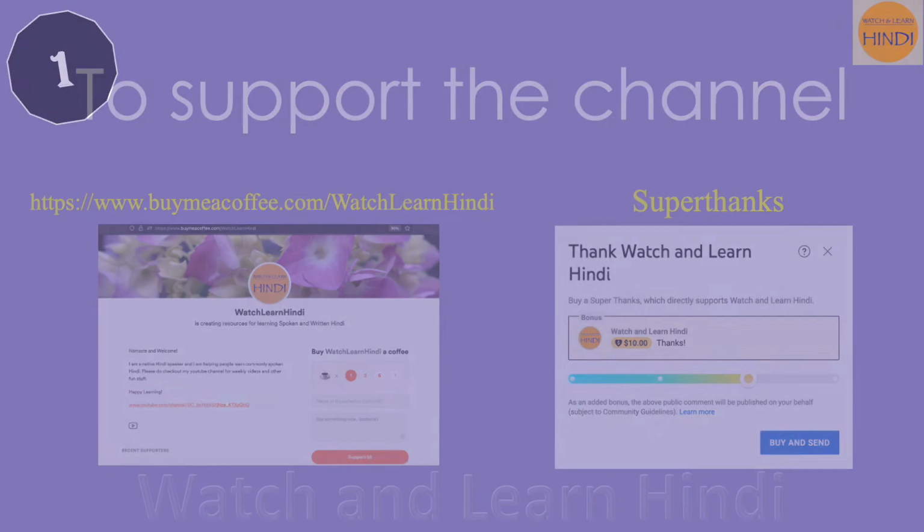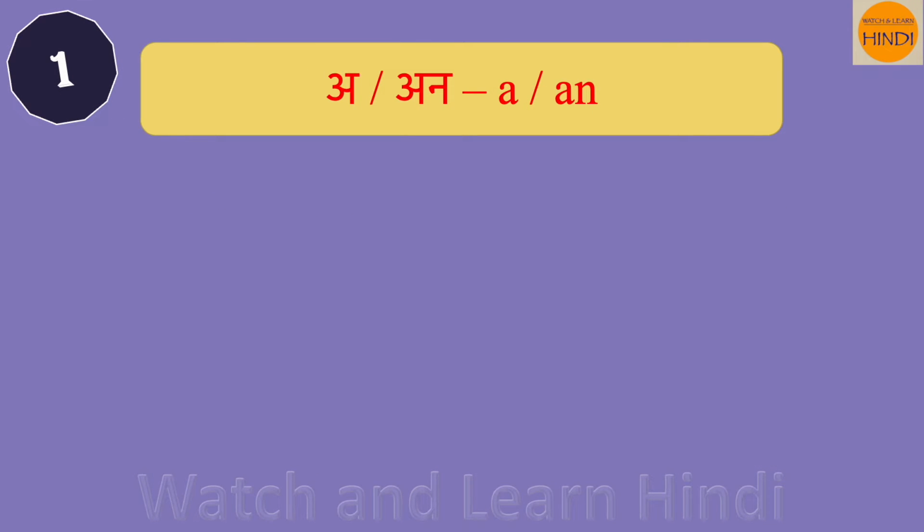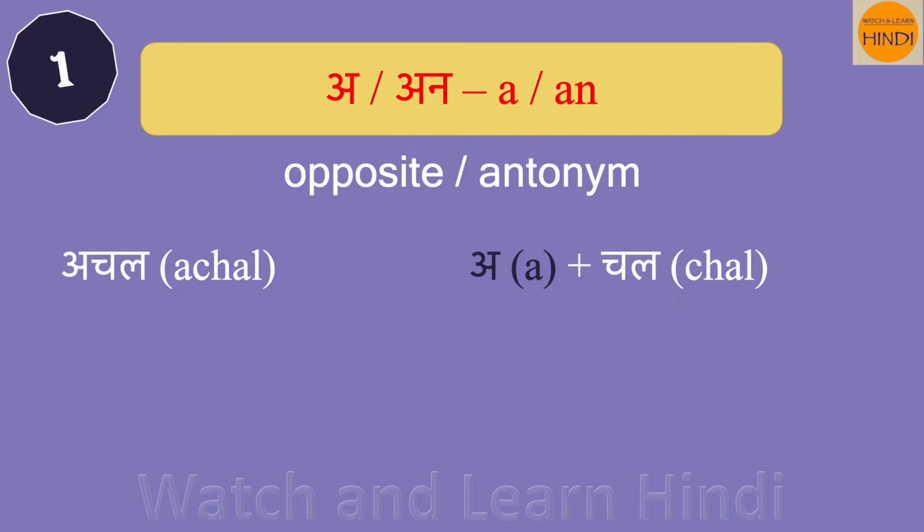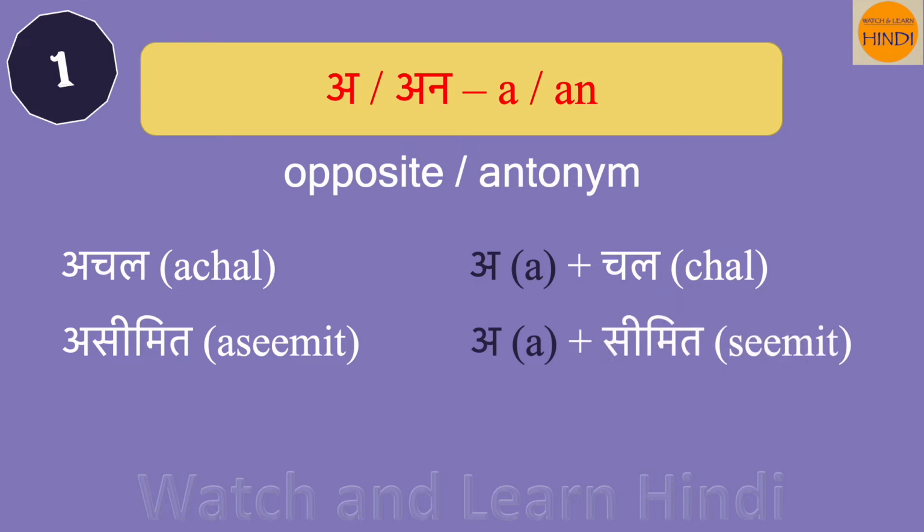Let's start. The first one is a set, a or un. When added in front of a word, they both form an antonym or opposite of the original word. For example, achal is a plus chal, where chal means movable and achal means immovable. Similarly, aseemit is a plus seemit. Seemit is limited, aseemit is unlimited.